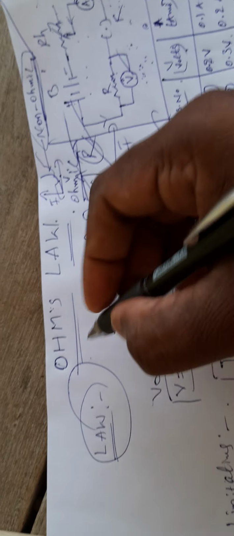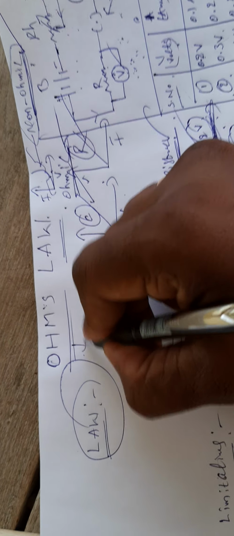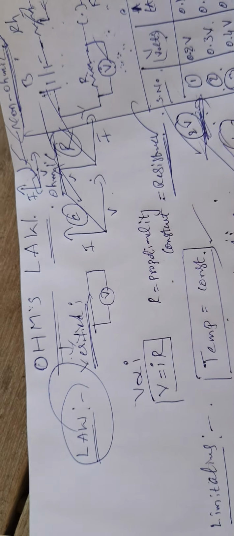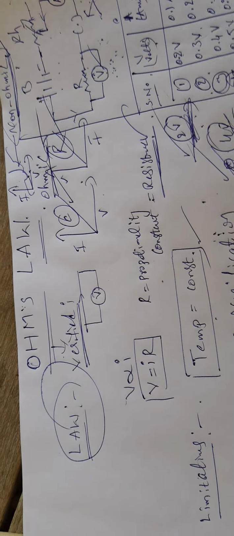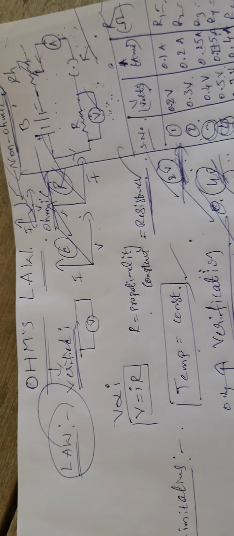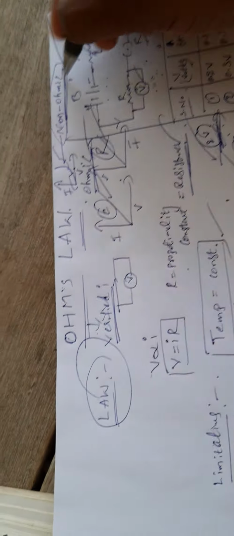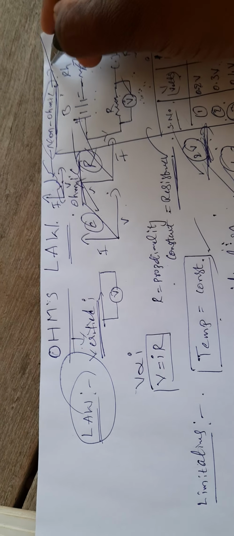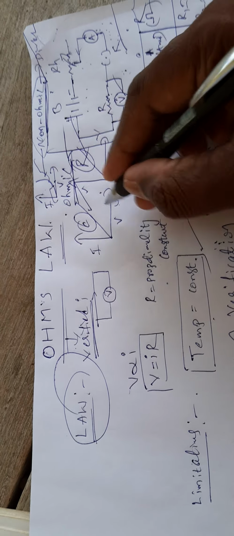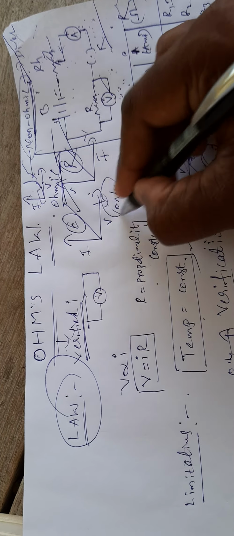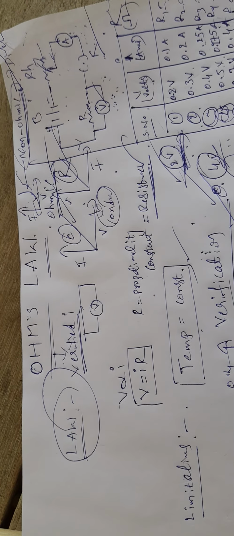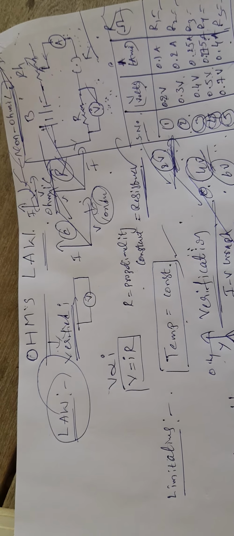Finally, we have verified Ohm's law practically also. This is our Ohm's law. Usually non-ohmic conductors are diodes and triodes, for example. Ohmic conductors are normal conductors or normal resistive materials which we use as a resistance. In such cases we can find out.